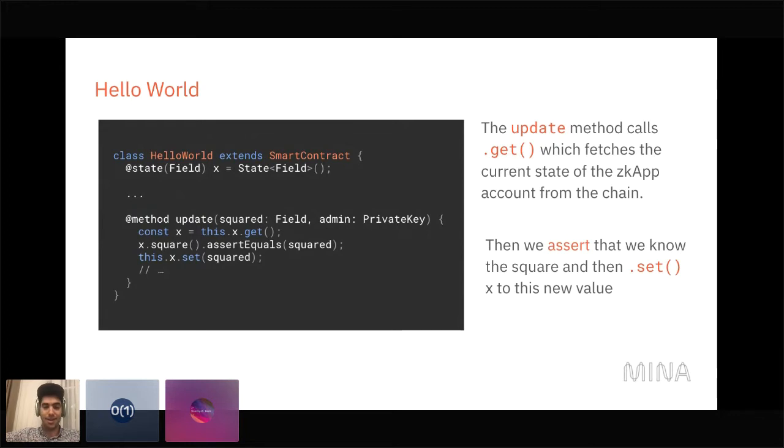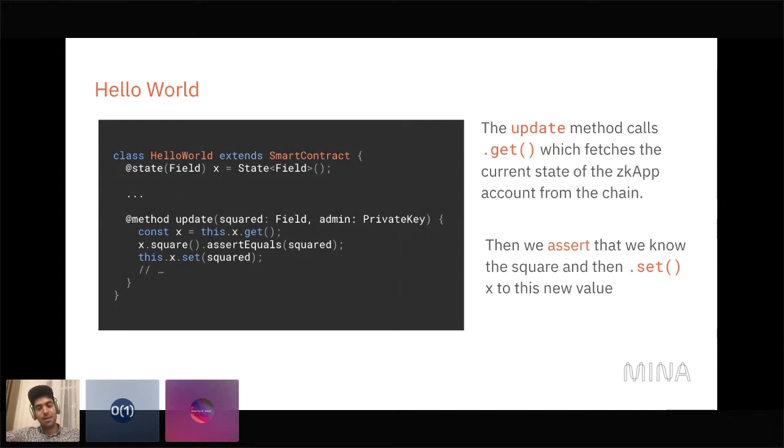And here again, set is not asynchronous, or rather it's not slow, I guess, because we're not actually setting the state. In the same way, when you say this.x.get, the actual fetching of that state happens out of band of execution of the smart contract. This is why we don't need an await. That's why I'm illustrating this.